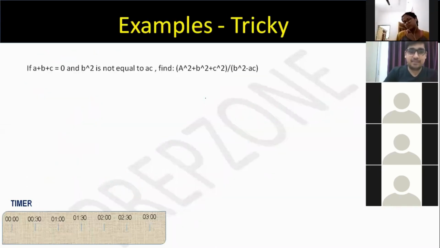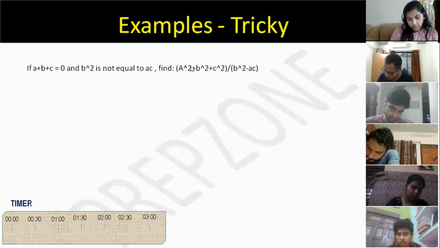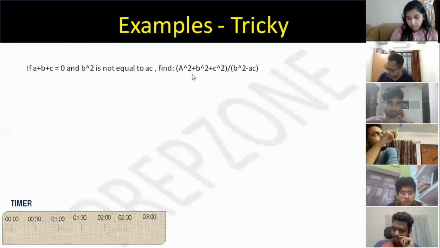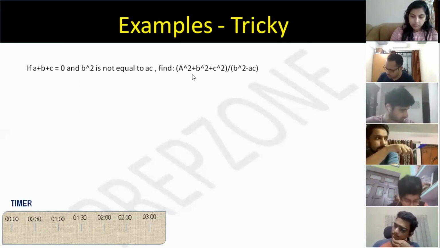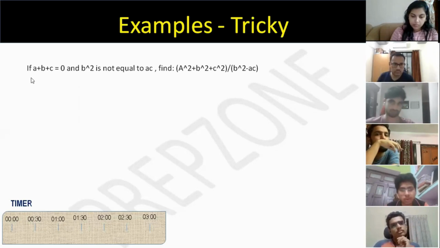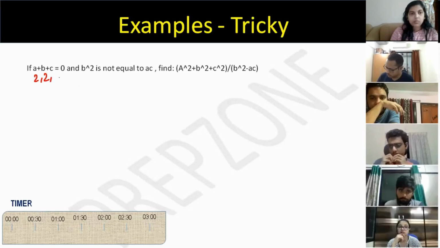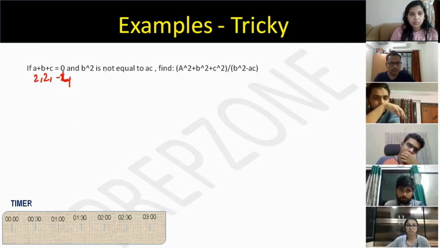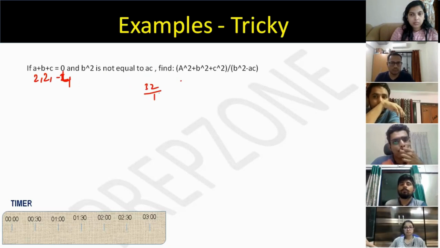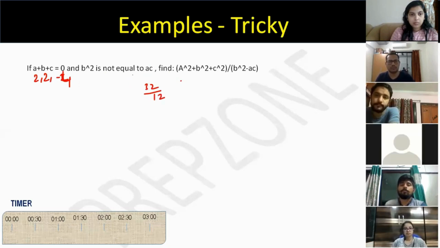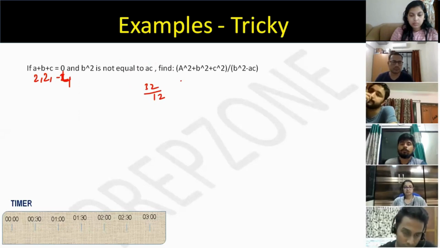So moving further, solve this. Okay, time up. Yes, Naman. Let's solve it. How did you solve? Sir, I put the value of A as 2, B equal to 2, and C equal to -4. Okay, A is 2, B is 2, and C is -4. Good. What answer did you get? Sir, 32 upon 12. 32 upon 12. Are you sure? Tell me once, how did you put the values? Sir, 2 plus 2 minus 4 equal to 0, and B square is not equal to AC. It is satisfying the condition. Which is good.